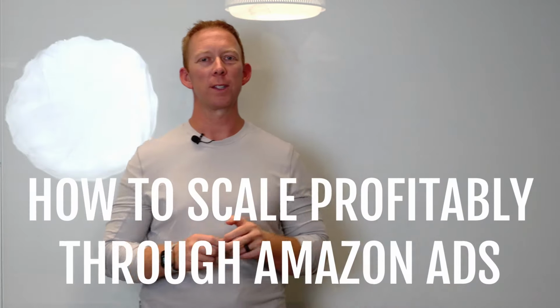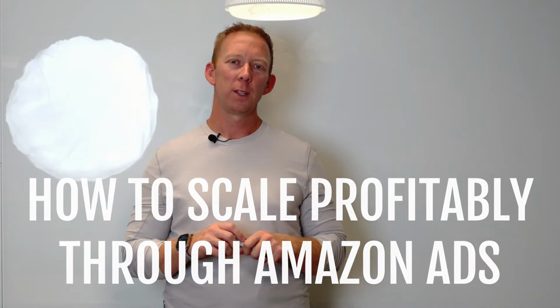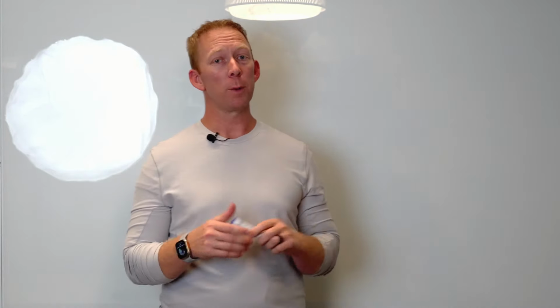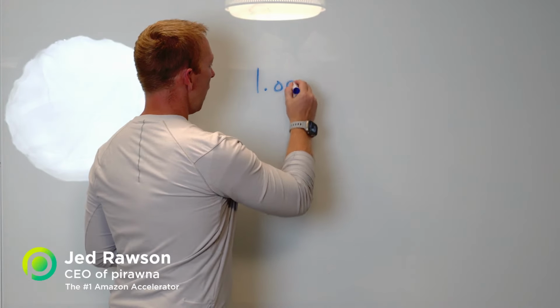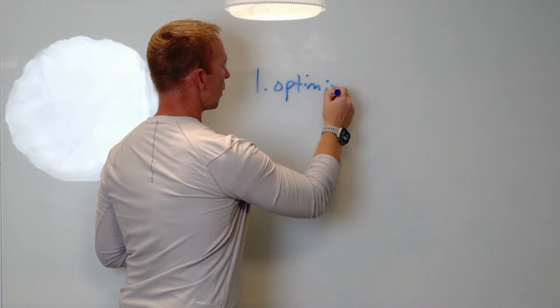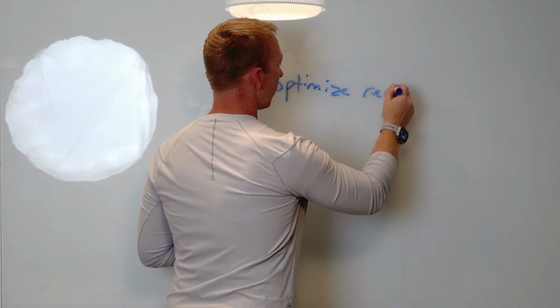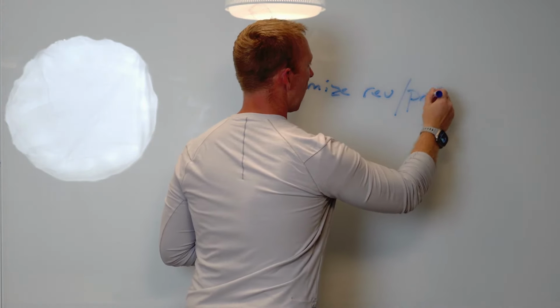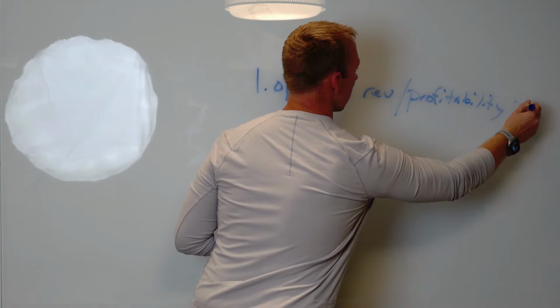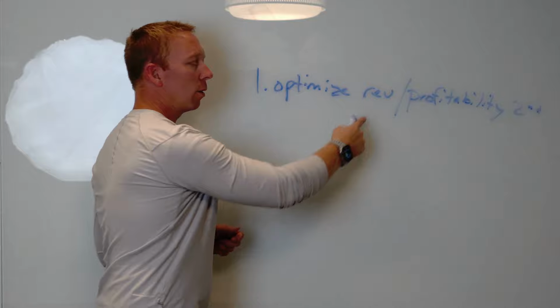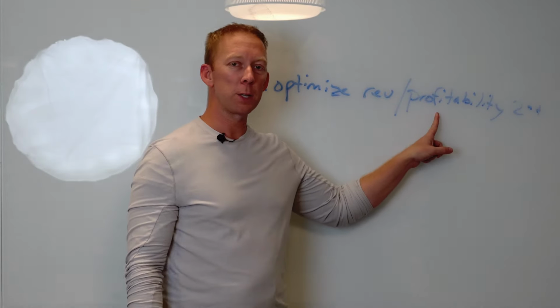We've got a couple of tips for you today on how to scale profitably using Amazon ads. I'd say there's a couple of principles we've learned that have helped us that will help you. Principle number one, optimize for revenue first, profitability second. Why? Short answer is we've learned that if you don't have revenue, there's nothing to manage for profitability.